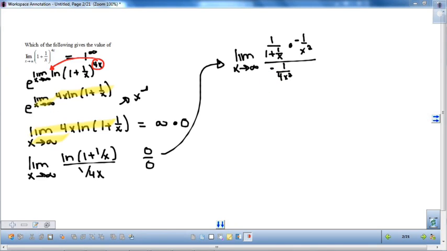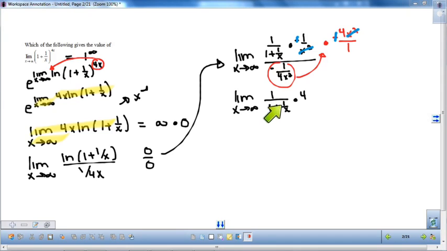So I'm going to multiply by the reciprocal. Notice my x squareds and my negatives cancel, and I'm just left with the limit as x approaches infinity. This is still going to 0 because as x approaches infinity, this number is getting smaller and smaller and smaller. So this whole value is approaching 4. And don't forget that it's not just 4, but I had e, so I'm going to write it as e to the 4th.